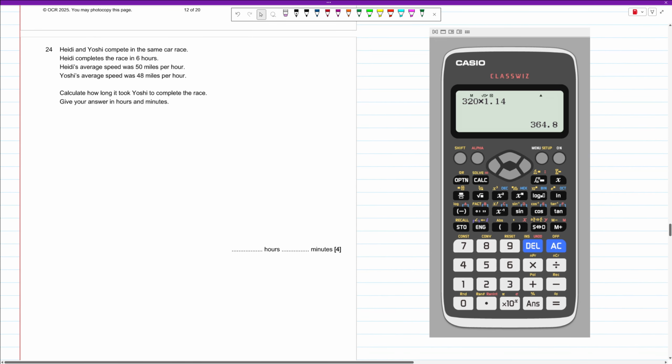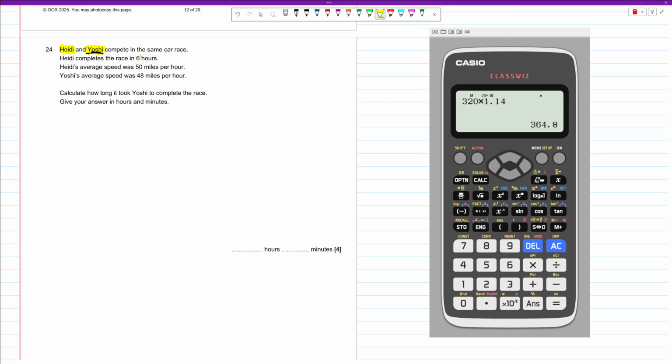No. Heidi and Yoshi complete. I'm interested in how you lot say this word. I say Yoshi because I'm British, and I'm reliably told it should be Yoshi, but I don't know.